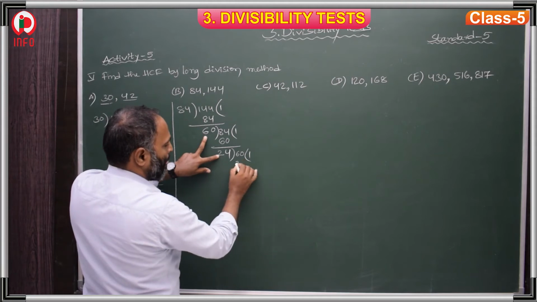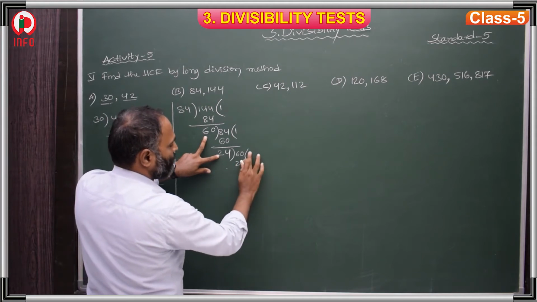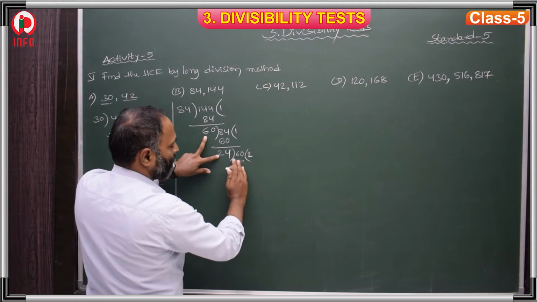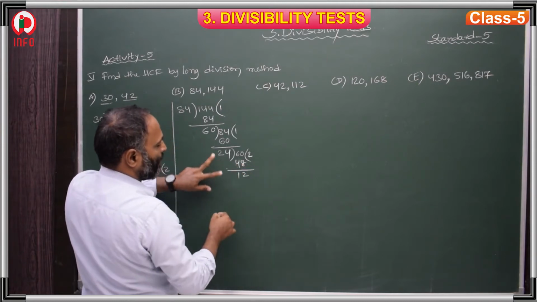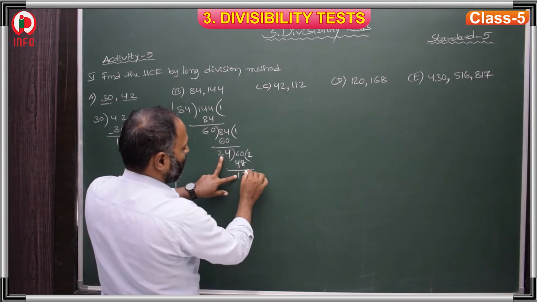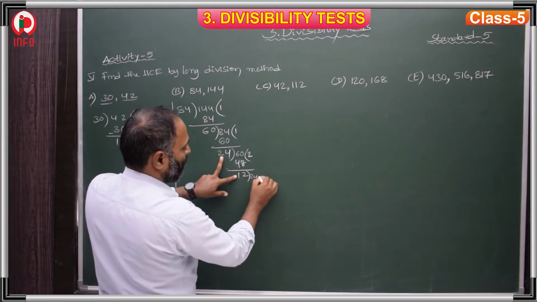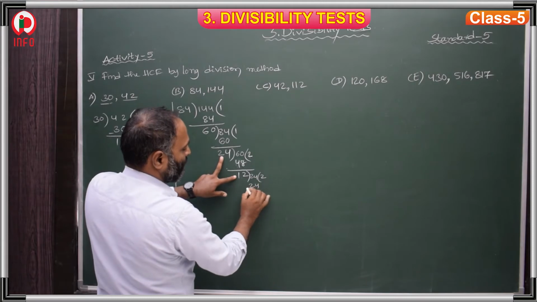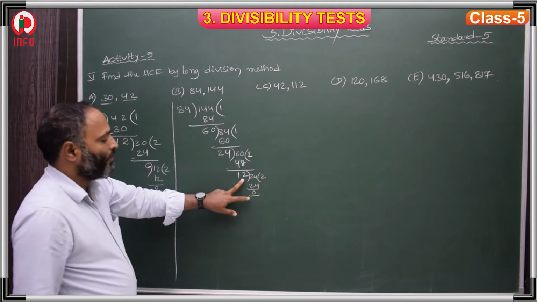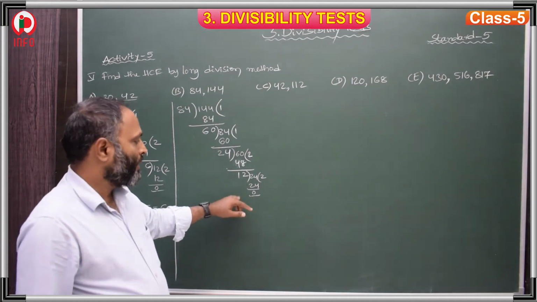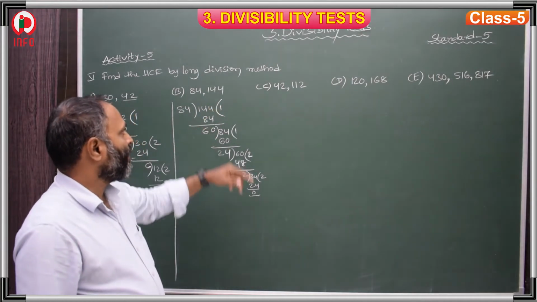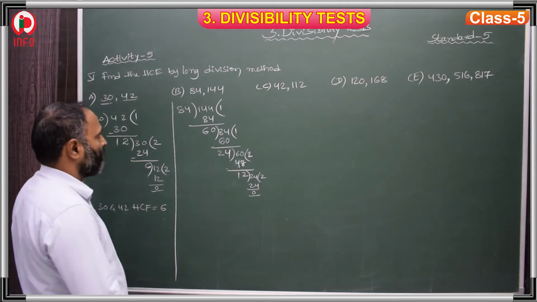24 twos are 48. Then subtracting, we get 12. Third remainder with third divisor, 12 with 24. 12 twos are 24. With 12 we get 0. So when the divisor is 12, the remainder is 0. So HCF of 84 and 144 is 12.